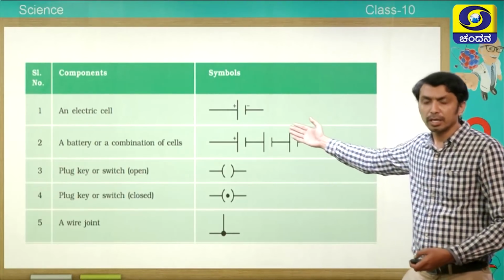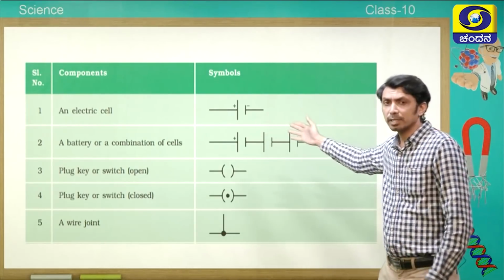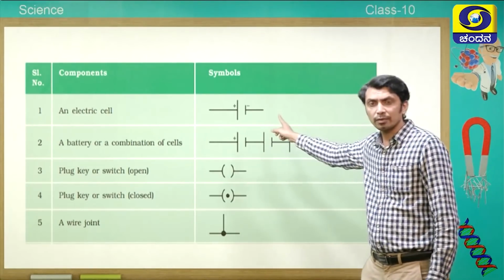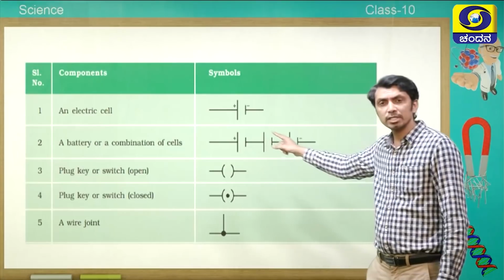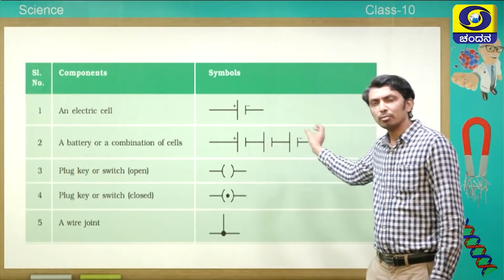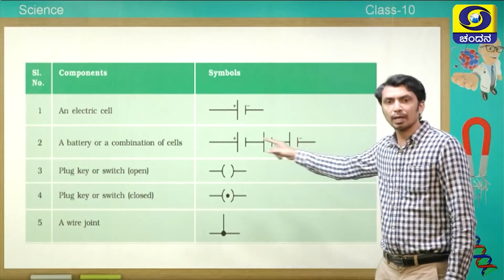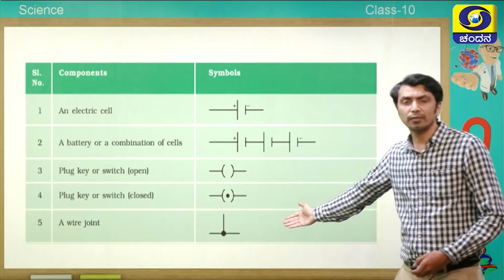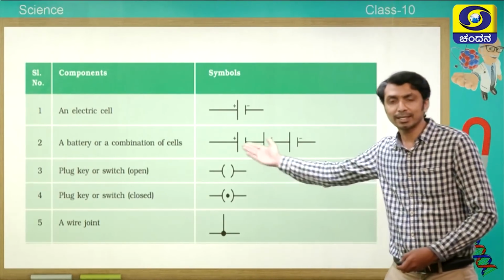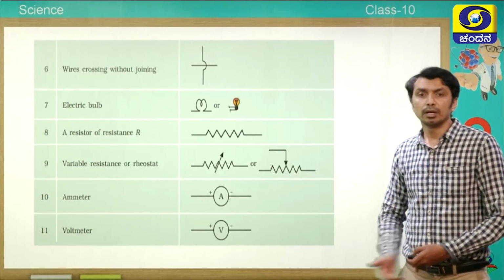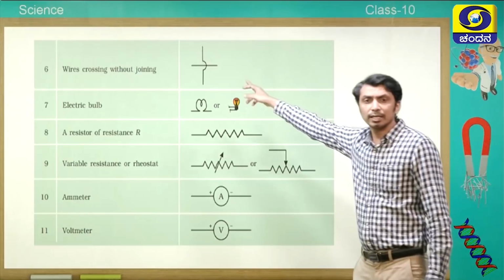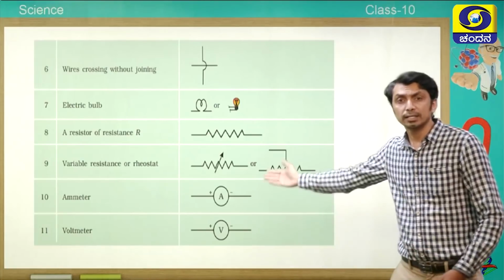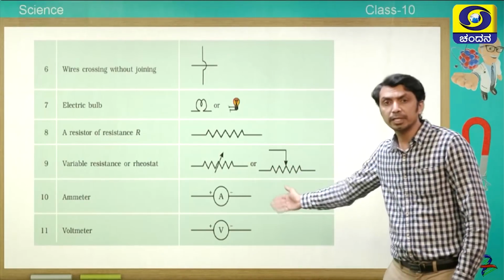Here, if you look, you will see all the symbols we have for different types of electric components. Electric cell, we have this symbol. A battery: what is the difference between a battery and a cell? In a battery we have more than one electric cell. This is the switch, or plug key. In the same way, you can see various electric symbols for electric components. Here also you can see two wires which are crossing without joining, and the symbols of ammeter and voltmeter.